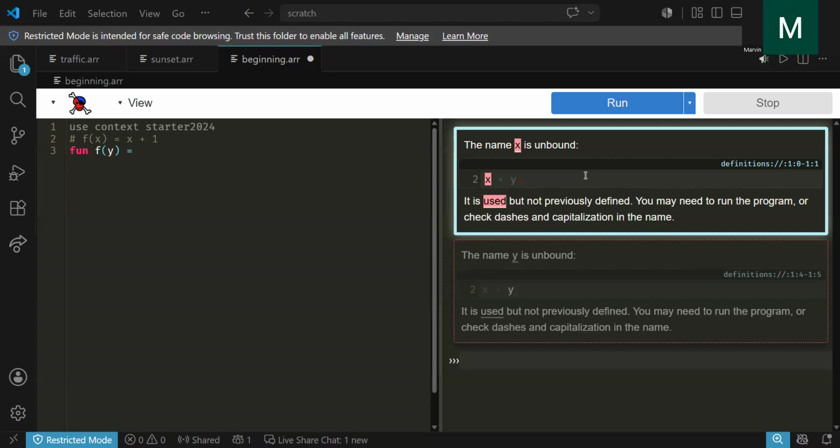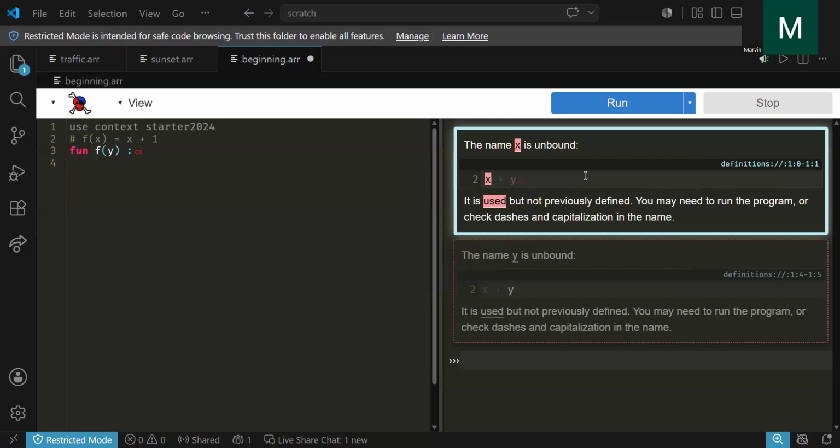But we don't use an equal sign here. We need to replace the equal sign with a colon. Let's create a new line. Here, what do you want to do with y plus one? Sorry, I misspoke. What do you want to do with y?